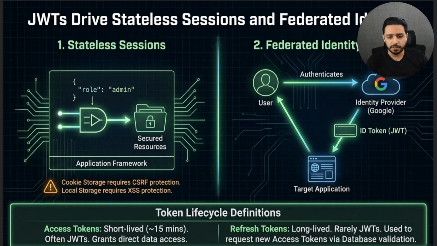The traditional way is that the server looks up your ID in a database on every single click to see if you are an admin. But with the JWT, the server puts a role equals admin attribute inside the JWT and gives it to you. Now every time you click a button, the server just looks at the token. Because the data is on the client, the server doesn't have to look anything up. This makes your app much faster and easier to scale.